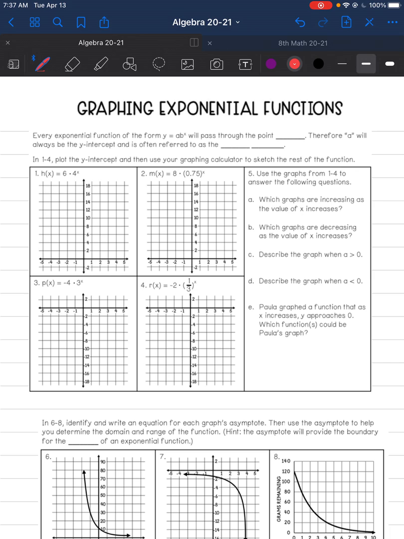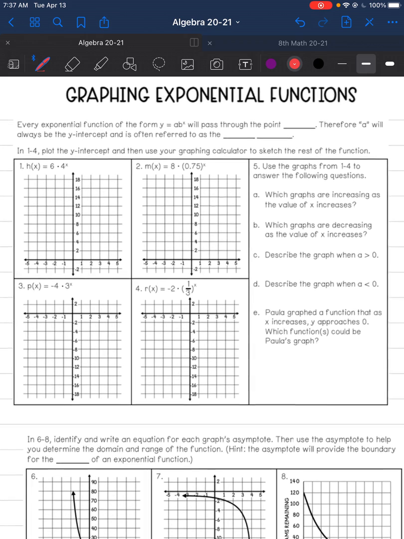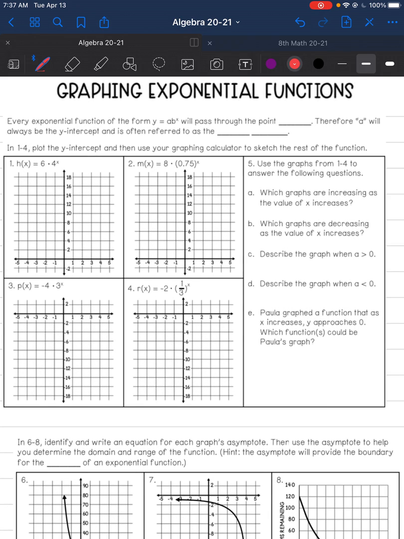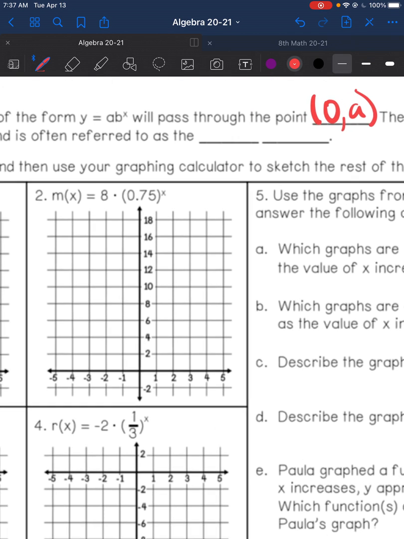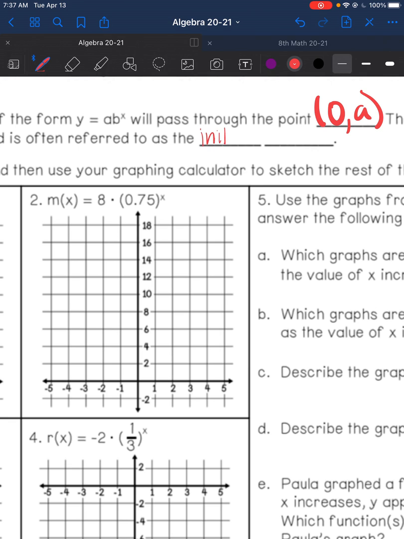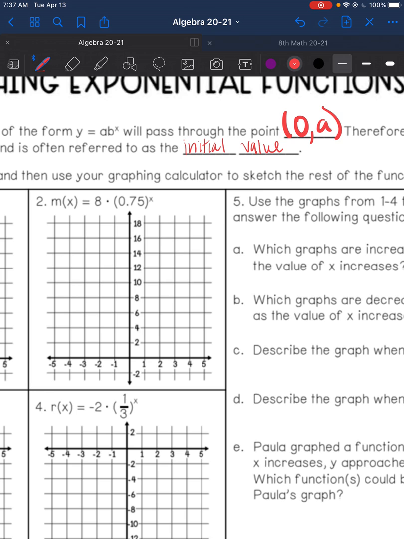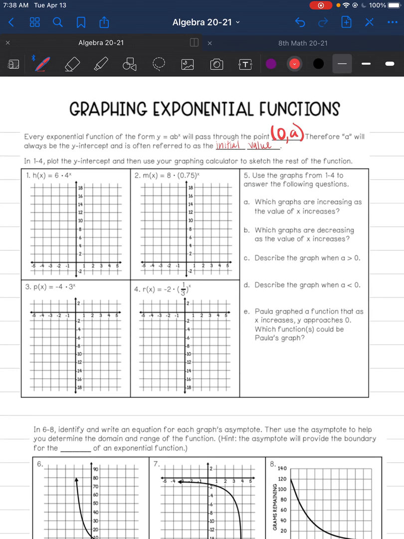So every exponential function in the form y equals a times b to the x power will pass through the point (0, a). So 0 and then whatever your a value is. Therefore, a will always be the y-intercept, and it's often referred to as the initial value. This is the beginning amount. Not very different from a linear function's initial value where it was the y-intercept as well. So in 1 through 4, plot the y-intercept, then use a graphing calculator to sketch the rest of it.